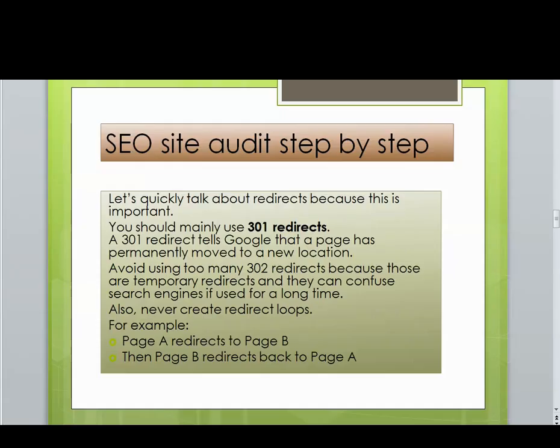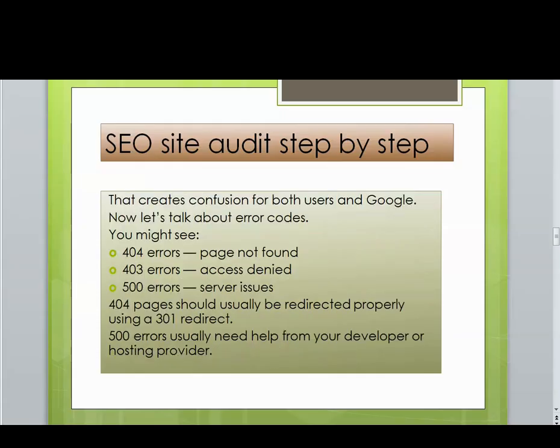Let's quickly talk about redirects because this is important. You should mainly use 301 redirects. A 301 redirect tells Google that a page has permanently moved to a new location. Avoid using too many 302 redirects because those are temporary redirects, and they can confuse search engines if used for a long time. Also, never create redirect loops. For example, page A redirects to page B. Then page B redirects back to page A. That creates confusion for both users and Google.